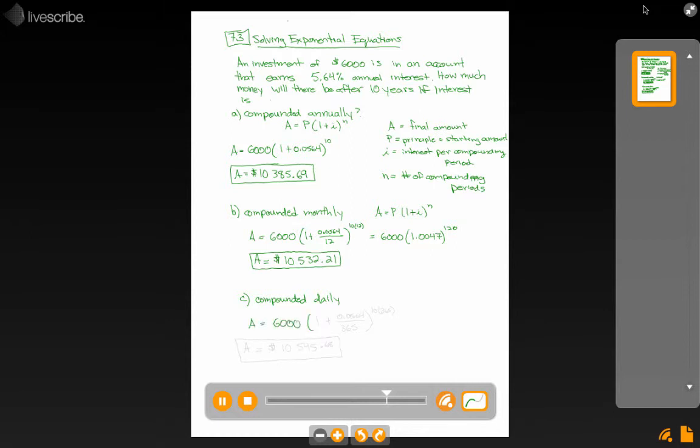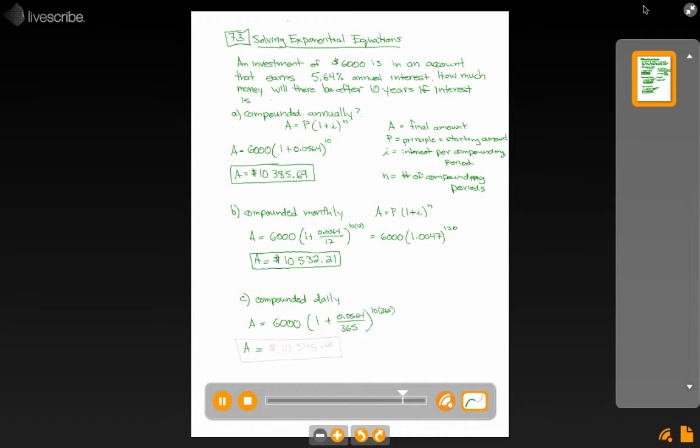So 6,000, 1 plus 0.0564. We'll ignore leap years and just say there's 365 days in a year. The difference between that and truly a leap year wouldn't really be that big of a difference. And then instead of just 10 compounding periods, we have 10 times 365. So we have thousands of compounding periods, but we're getting a tiny, tiny, tiny percent of interest. So crunch the numbers.